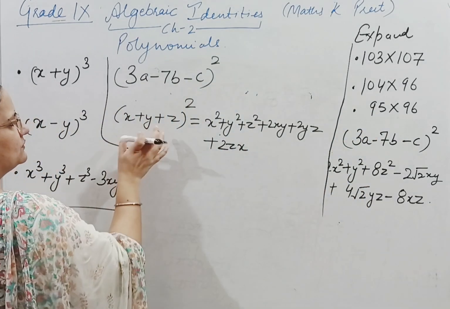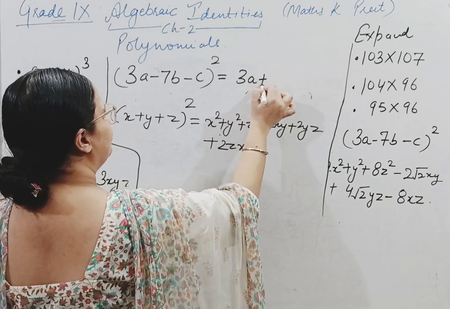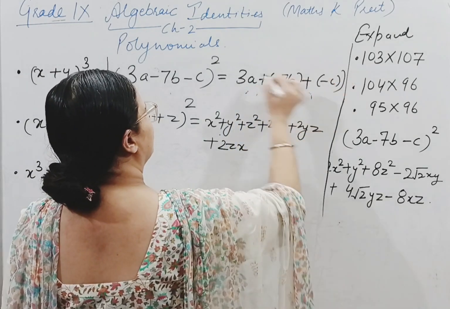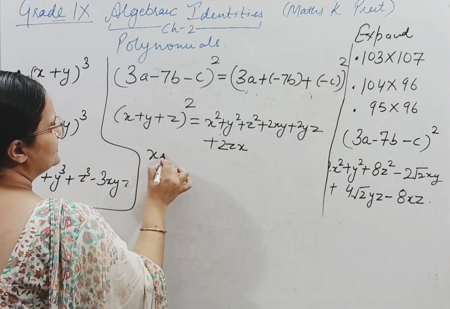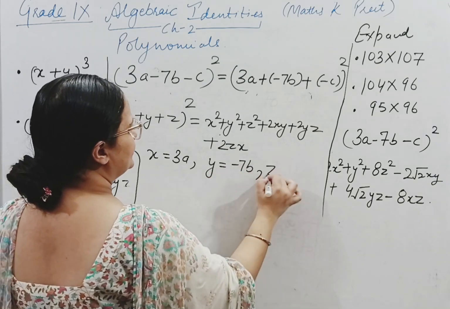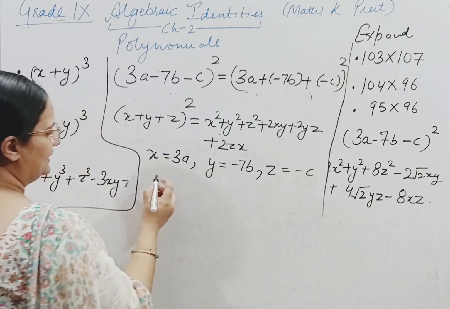Let's see how to solve this question. Again, we'll make this minus as plus. So I can write it as 3a plus of minus 7b plus of minus c. Now on comparing these two, what I am getting? I am getting x is equal to 3a, y is equal to minus 7b, and z is equal to minus c. Just by putting these values here, I'll get my answer.